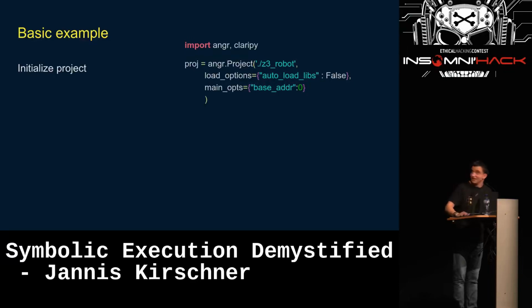So we initialize our project. We can put in some load options. Let me try something real quick. Maybe this is better. Okay, we can provide some input. In this case, we initialize the project. We can provide the base address. We can provide if we want to load external libraries, stuff like that. Then we initialize the simulation manager. This is important because this is the component that will explore all of the tree.